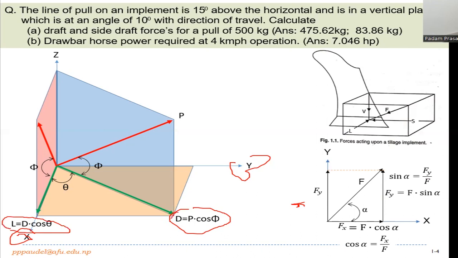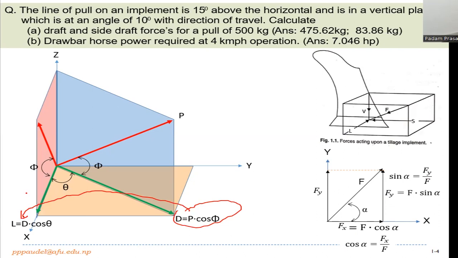D is the resultant force on the horizontal plane, and if you multiply it with the angle made with the x-axis, that is theta, then L equals D cos theta. That is, L is the draft, equal to D cos theta. If you put the value of D equal to P cos phi into L, then you get P cos phi multiplied with cos theta. That is the relation for the draft force.